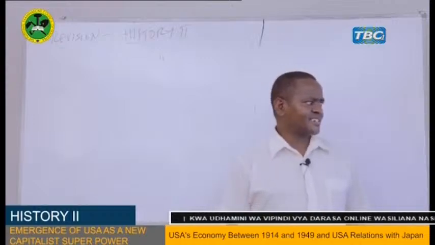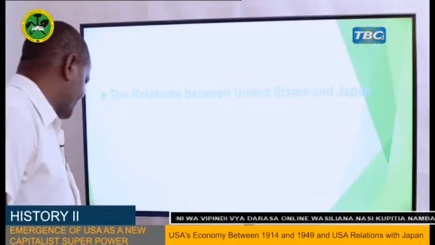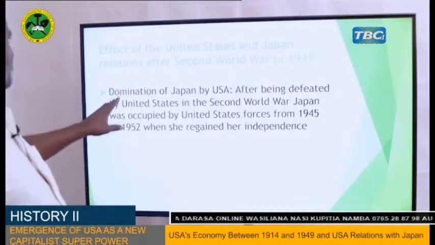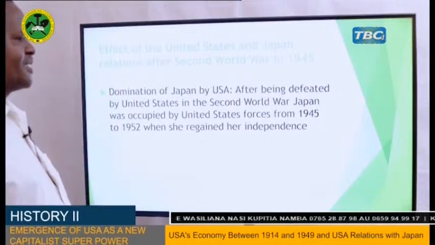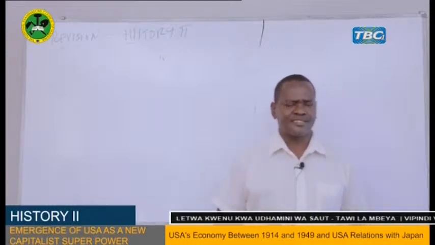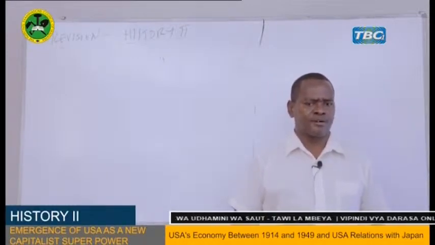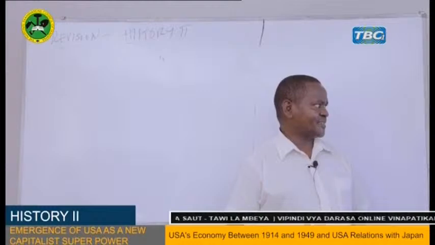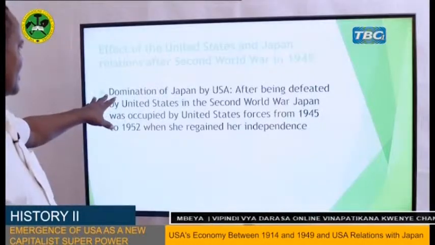Let's now move to relations between United States and Japan. My dear students, United States and Japan have had relations for a very long time, but during the Second World War their relations were not good because they fought during the Second World War. And Japan was bombed by the United States after the dropping of 2 atomic bombs at Hiroshima and Nagasaki. Let us look at these relations.